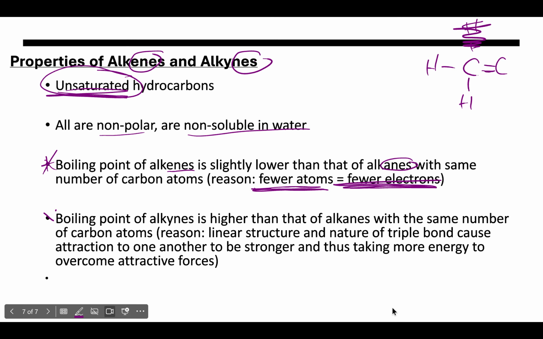And then this last one about alkynes. So notice this one, it says alkynes, so triple bonds, is higher than that of alkanes, even though you're going to have fewer electrons. And this reasoning is because of the linear structure, as we saw in that one example. All triple bonds have a linear structure. And because of that linear structure, when you have all those compounds coming together, they can pack in really, really close. So the closer they are, it's going to be harder to break apart.